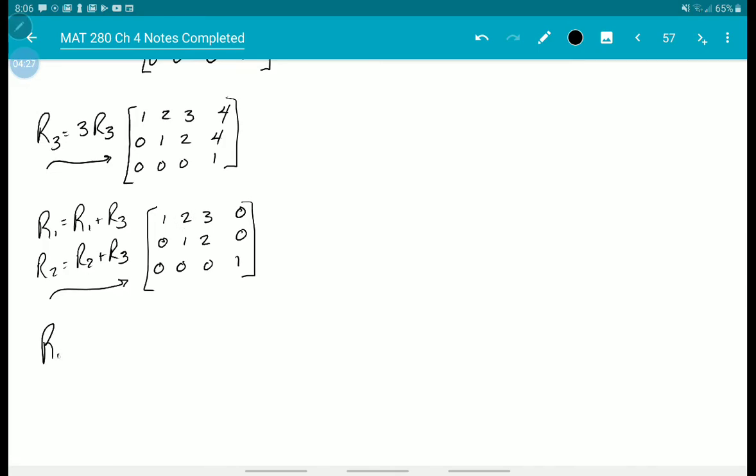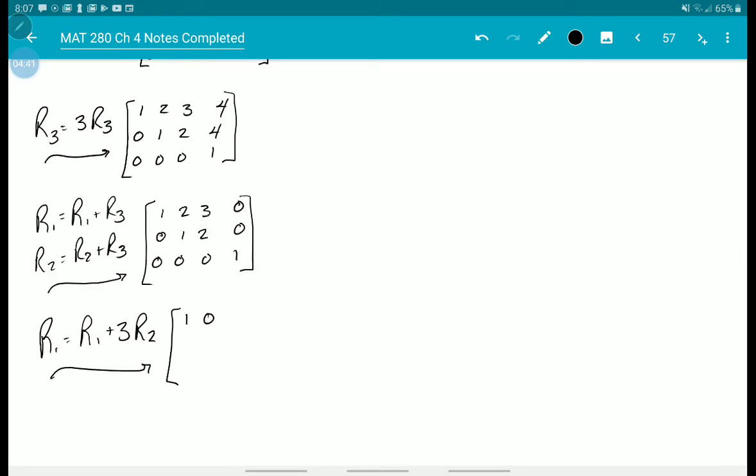So let's take row 1 and replace it with row 1 plus 3 times row 2. So 2 plus 3 is 0. 3 plus 6 is 4. So there's my RREF.